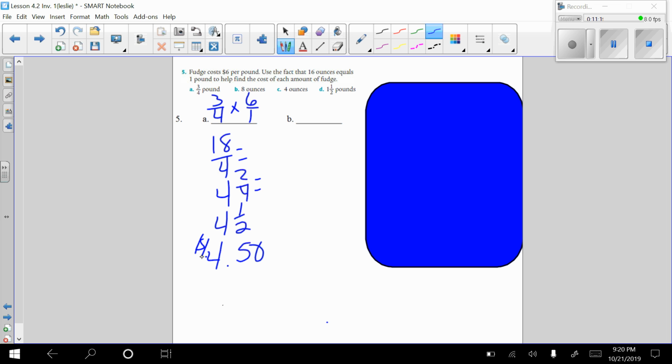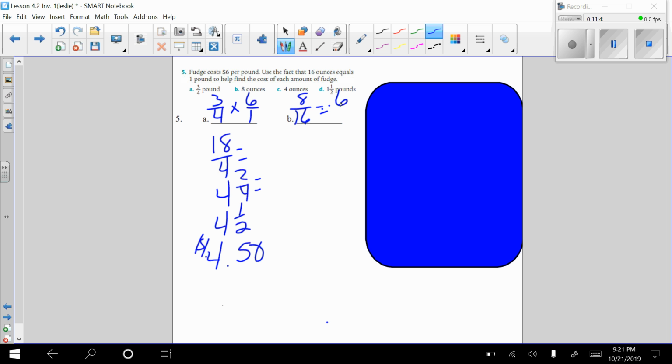$4.50. Because remember, we're talking about money here, and we want to know how much it's going to cost. The next one's a little different. It's in ounces, so it's 8 ounces. Well, we know that there's 16 ounces in a pound, so we're going to have 8 out of the 16 ounces. How much does that cost if each pound is $6?